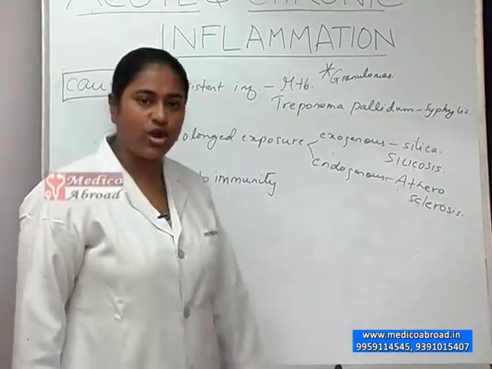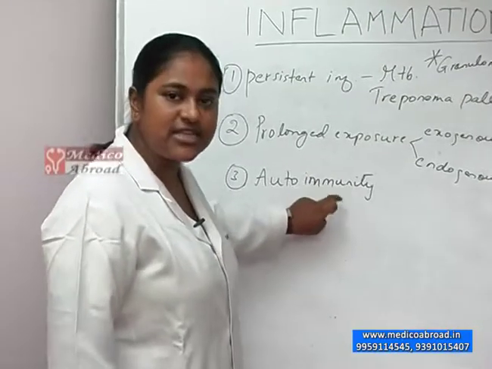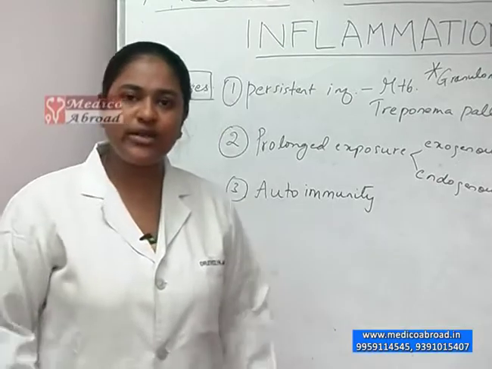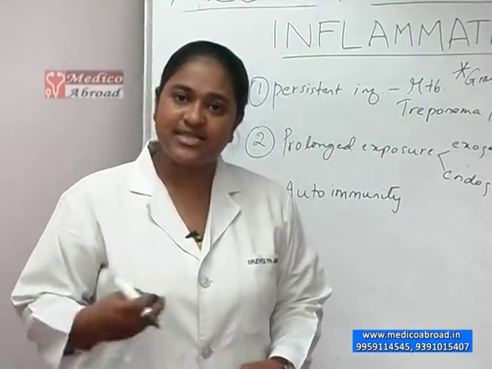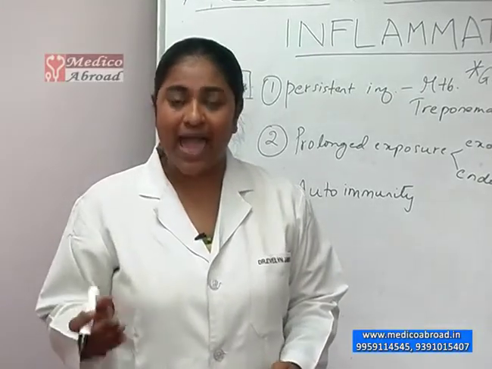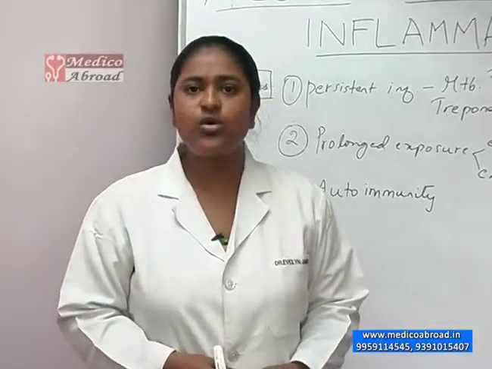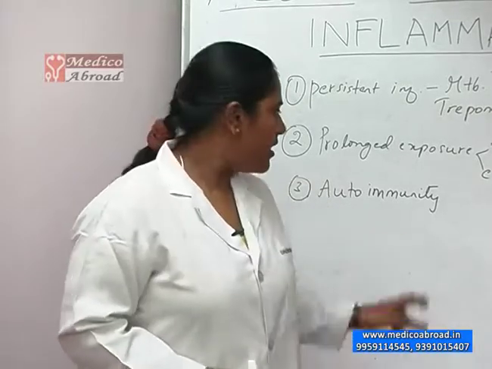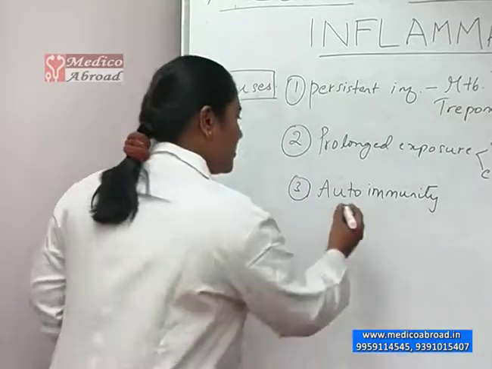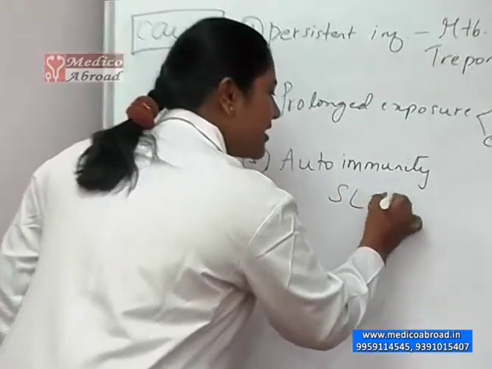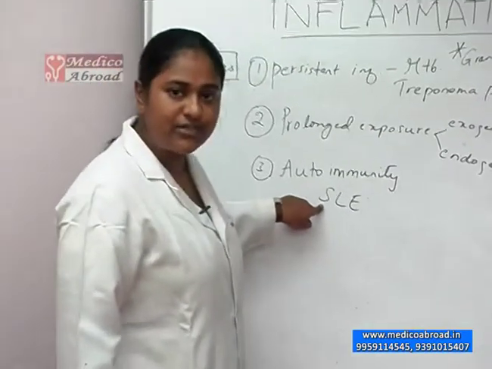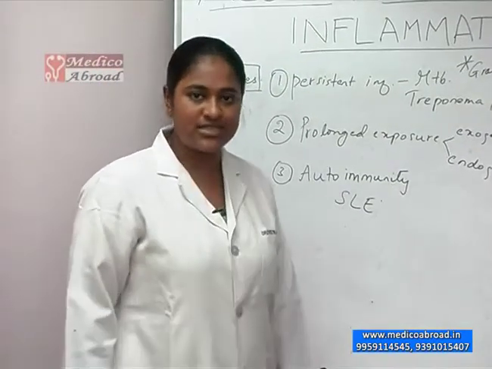Next, you have a reaction called autoimmunity. This is a cause for chronic inflammation. Here, antibodies are produced against self-antigens, or autoantigens, and perpetuate an antibody response leading to tissue destruction. The most common and famous example of this disease may be systemic lupus erythematosus or SLE. A lot of other connective tissue disorders also come under this category.